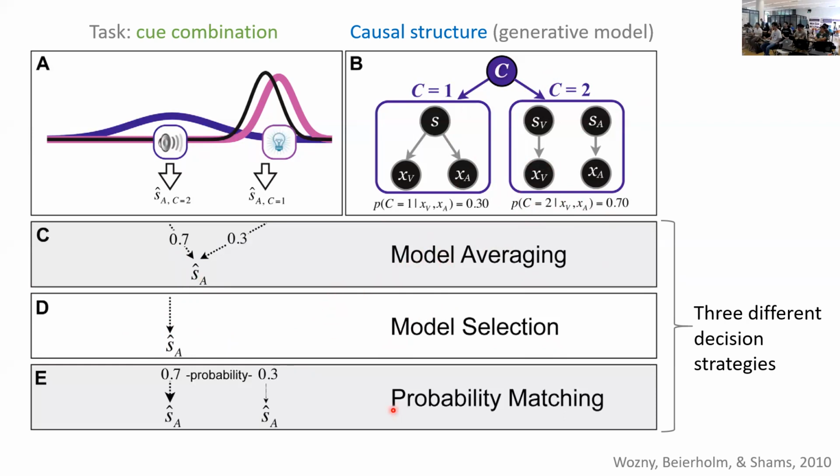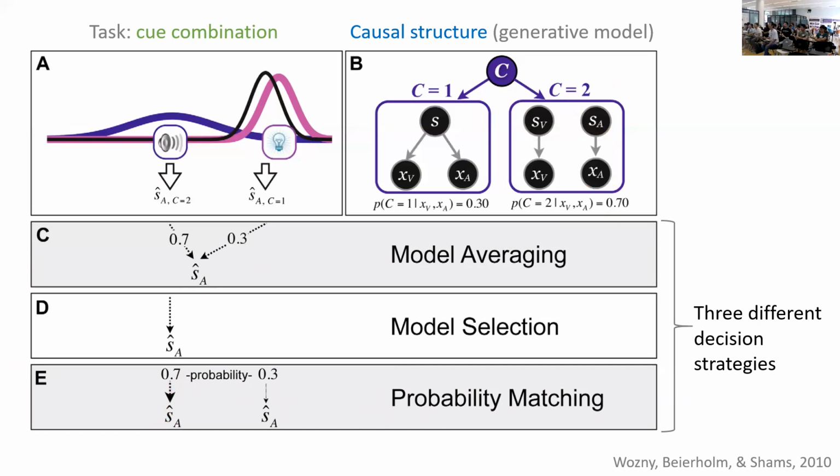And the third possibility is called probability matching. The observer would choose, with 0.7, two separate sources, and with 0.3, one source.